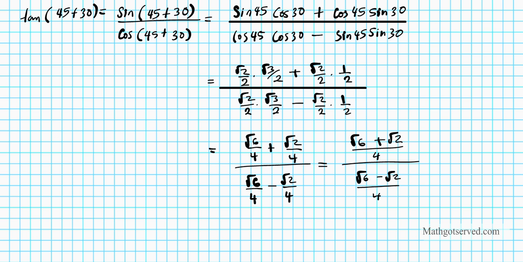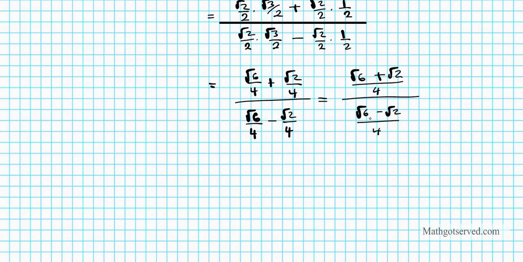Okay? Now, since I have a fraction in the numerator and the denominator, I'm going to multiply the numerator by the reciprocal of the denominator. Okay? So let's shift over here. So that's going to give me root 6 plus root 2 over 4 times, you reciprocate the denominator, you drop, change, flip, 4 over root 6 minus root 2. Okay? Now the 4's divide out, and we're left with root 6 plus root 2 divided by root 6 minus root 2.